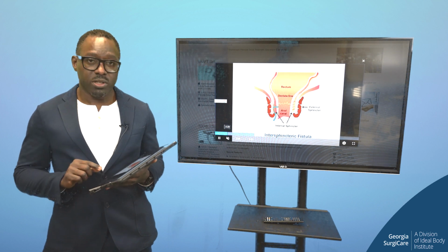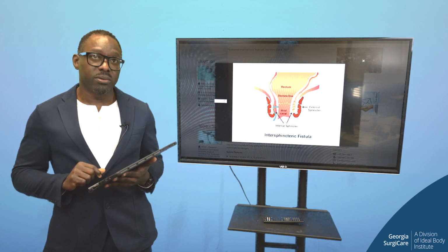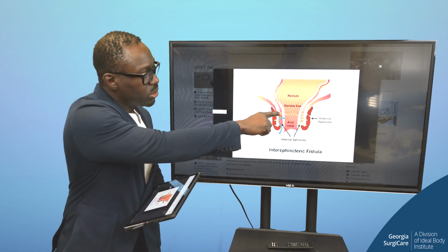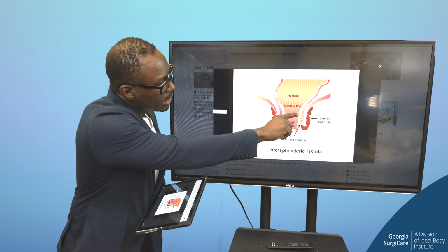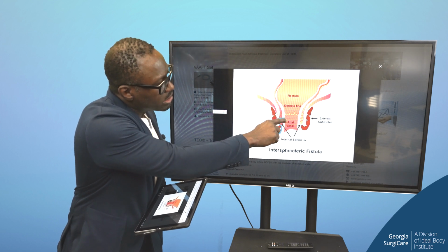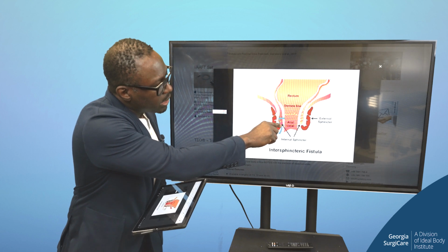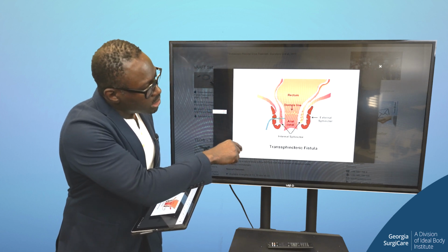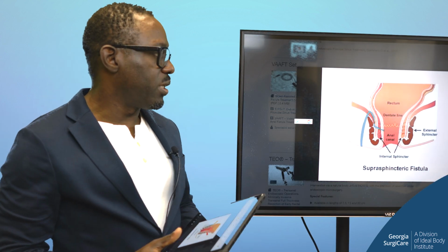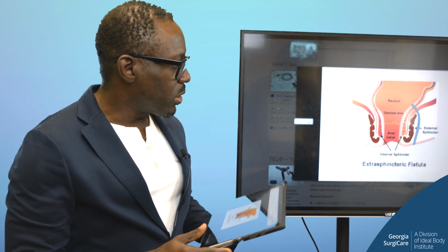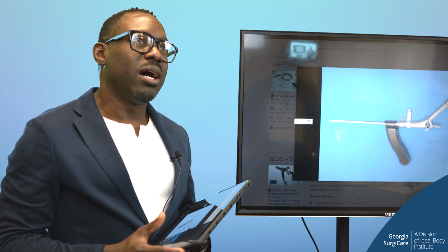Now let's take a look at this video that talks about what that looks like. As you can see here, we have the rectum shown here and the dentate line. We will notice that there's an opening on the inside that is trying to find its way out. And usually we have several types of fistula. One of them is called the transsphincteric, another one is called the extrasphincteric and the suprasphincteric, depending on how high and how far they are.